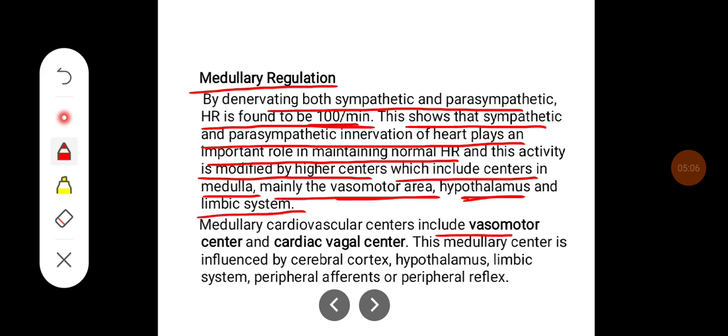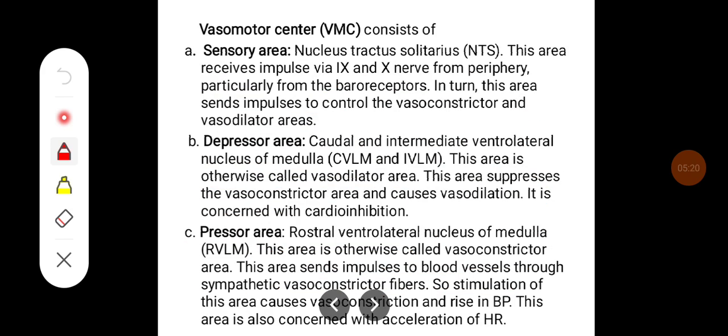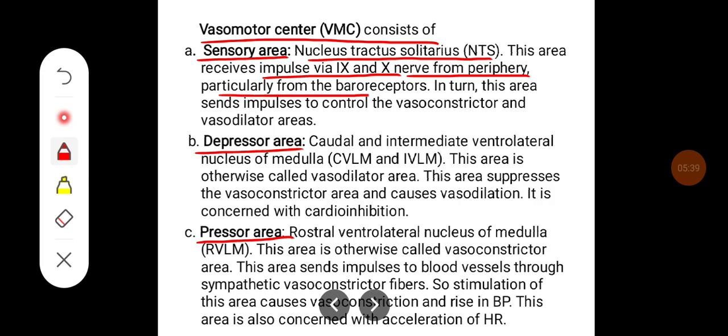Medullary cardiovascular centers include vasomotor center and cardiac vagal center. This medullary center is influenced by cerebral cortex, hypothalamus, limbic system, peripheral afferents or peripheral reflexes. The vasomotor area consists of the sensory area, depressor area, and the pressor area. The sensory area is nucleus tractus solitarius. This area receives impulses via 9th and 10th cranial nerves from periphery, particularly from the baroreceptors. In turn, this area sends impulses to control the vasoconstrictor and vasodilator areas.